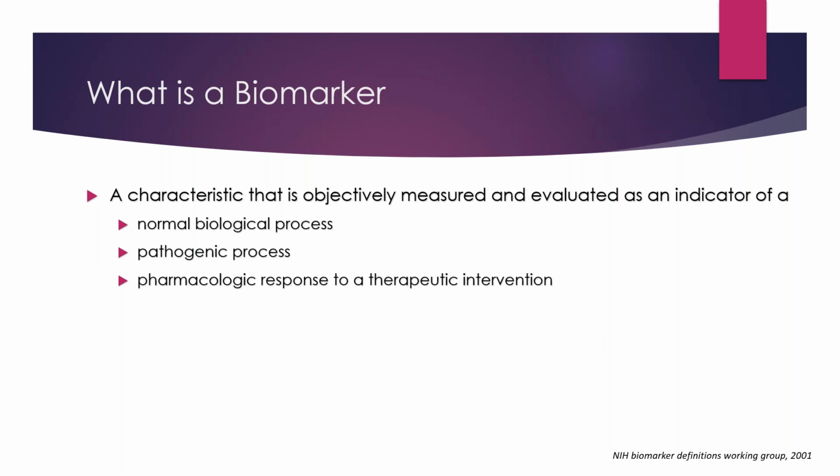So firstly, what is a biomarker? Well, this definition was taken from the National Institutes of Health Biomarker Definitions Working Group, which started out in 2001 and remains current. And a biomarker is defined as any characteristic that is objectively measured and evaluated as an indicator of either a normal biological process, a pathogenic process, or that assesses a pharmacologic response to a therapeutic intervention. Now, this can cover a range of technologies, and as we will see when I go through the definitions, indeed, a range of approaches can be classified as biomarkers and utilized for the purposes mentioned.